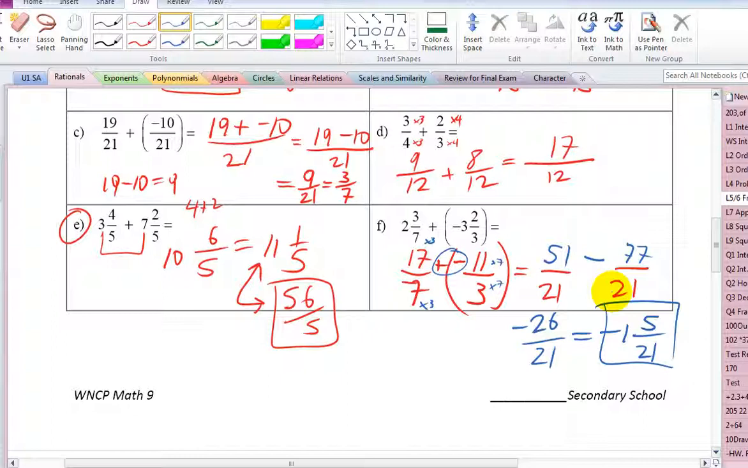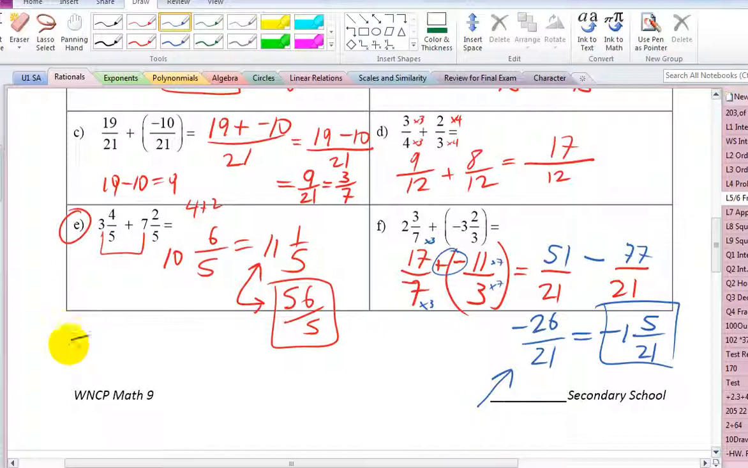Sometimes, like negative 26 over 21 is not that bad of an answer. We don't always have to convert absolutely everything, okay? Because often when we're doing math, this is actually the form we want. It's easier to work with, okay? Any questions?